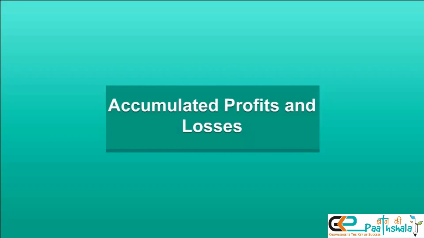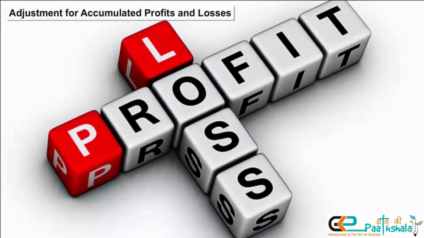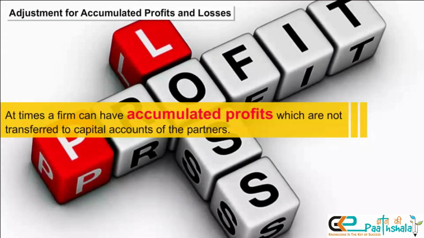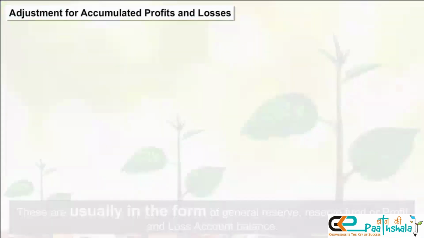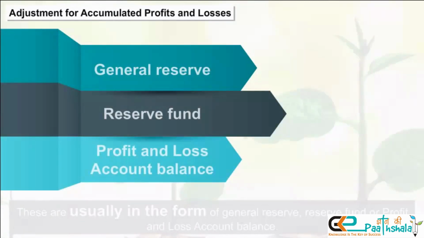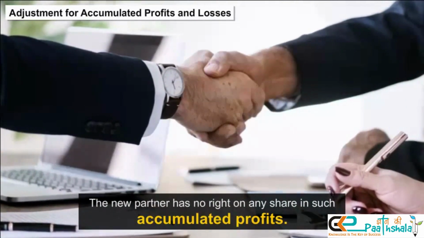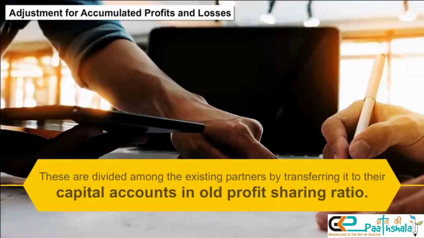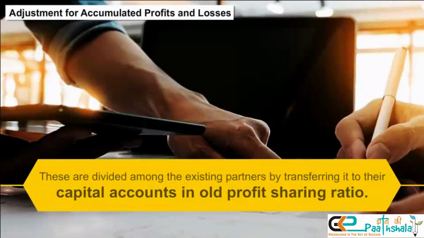Accumulated profits and losses. Adjustment for accumulated profits and losses. At times, a firm can have accumulated profits which are not transferred to capital accounts of the partners. These are usually in the form of general reserve, reserve fund, or profit and loss account balance. The new partner has no right on any share in such accumulated profits. These are divided among the existing partners by transferring them to their capital accounts in the old profit-sharing ratio.